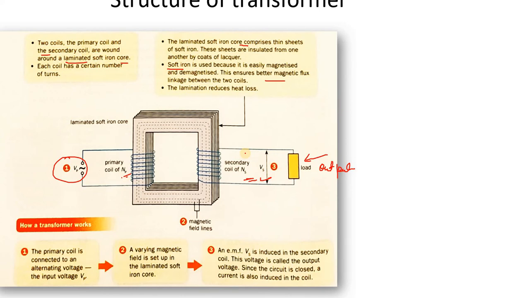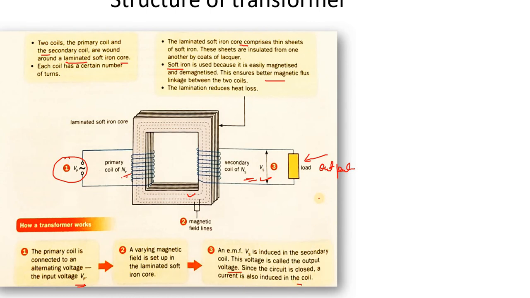What happens when the primary coil is connected to an alternating input voltage Vp? A varying magnetic flux is generated in the soft iron core that induces an EMF in the secondary coil, and this voltage is called the output voltage. Since the circuit is closed, obviously if an induced EMF is generated, it will give you an induced current.